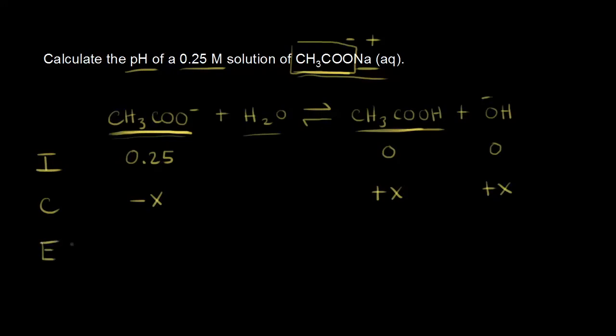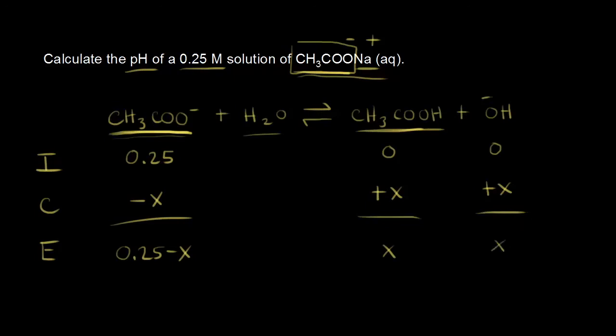So at equilibrium, the concentration of acetate would be 0.25 minus X. So we're assuming everything comes to equilibrium here. The concentration of acetic acid would be X. The concentration of hydroxide would also be X.